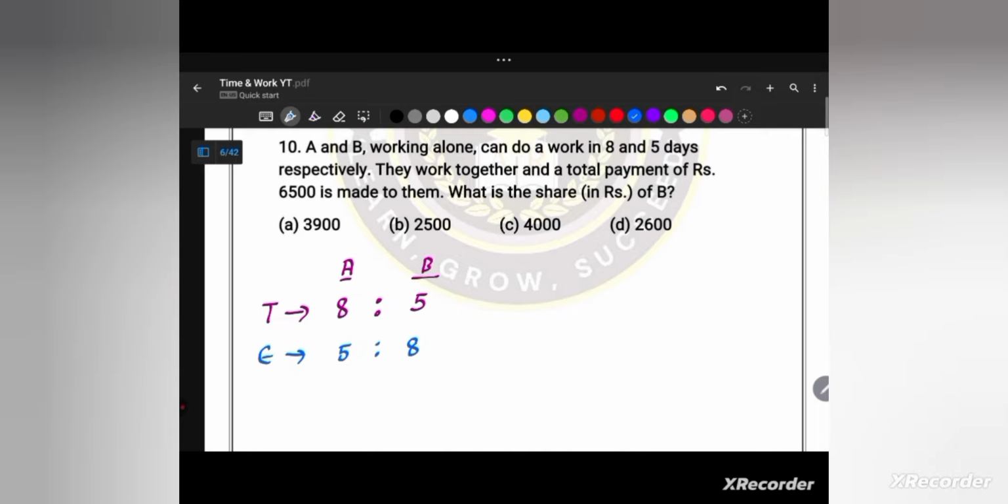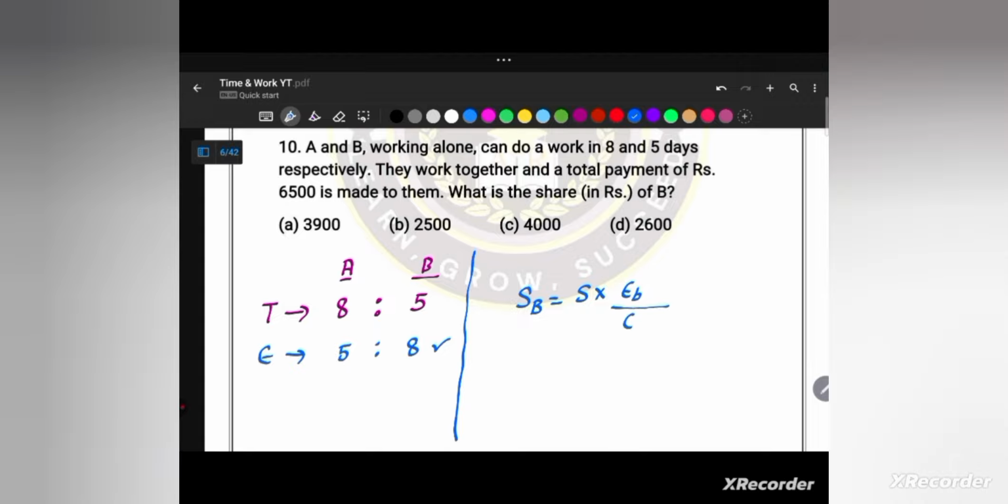Now coming to the question, they are working together. The total payment of 6,500 is made to them. What is asked is to find the share of B. We know that the ratio of shares or income of the corresponding persons will be equal to the ratio of their corresponding efficiencies. Now the share of B will be equal to the total share into the efficiency of B to the total efficiency.